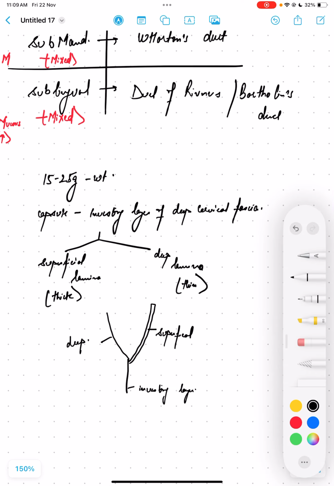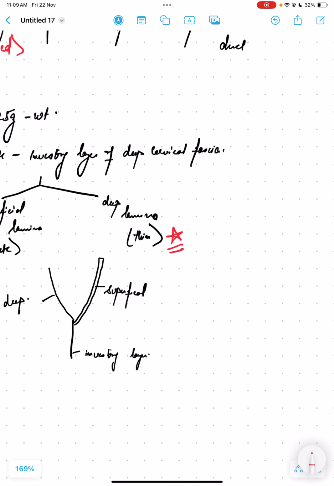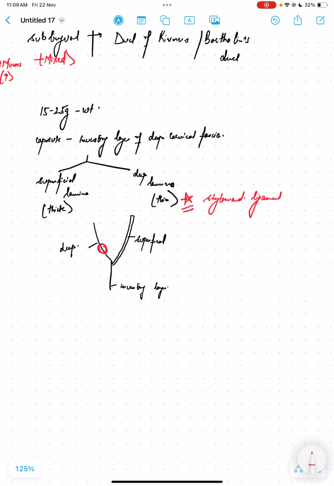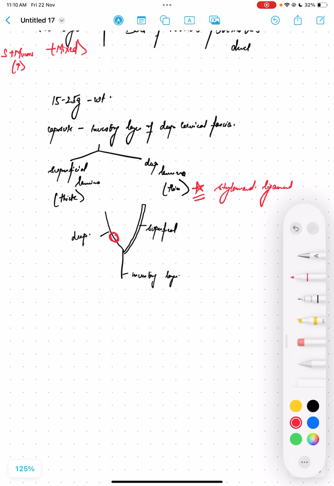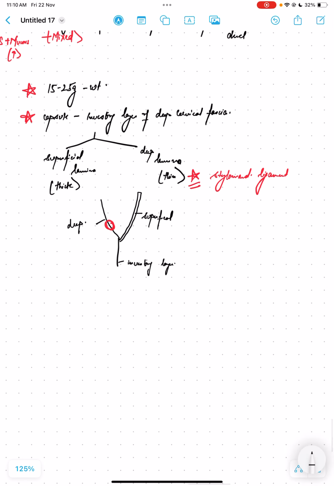The deep lamina is usually thin, but at one point where it gets thickened, that is the stylomandibular ligament, and this stylomandibular ligament separates our parotid gland from the submandibular gland. This is the weight, this is the capsule, and this is all what I have discussed with all of you.